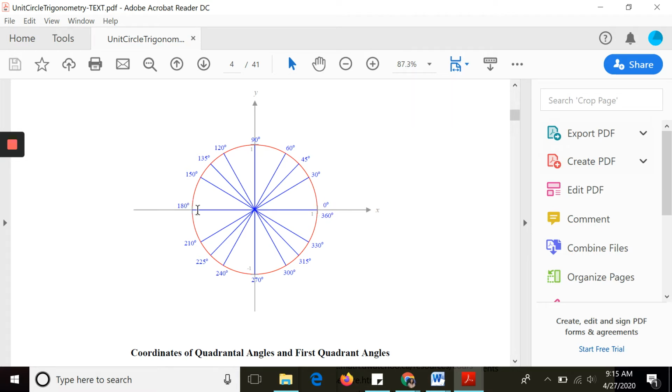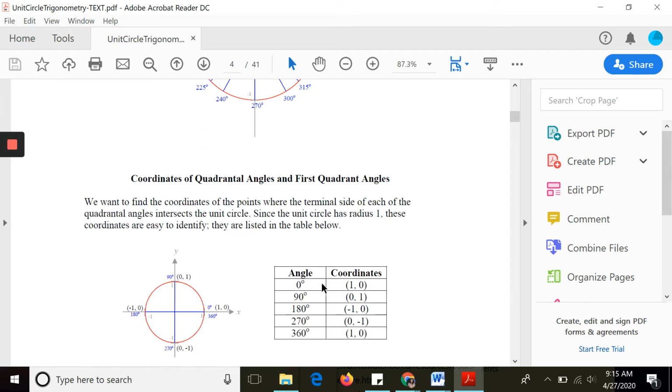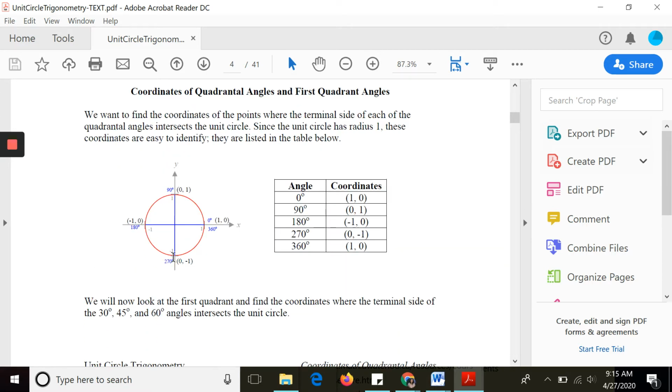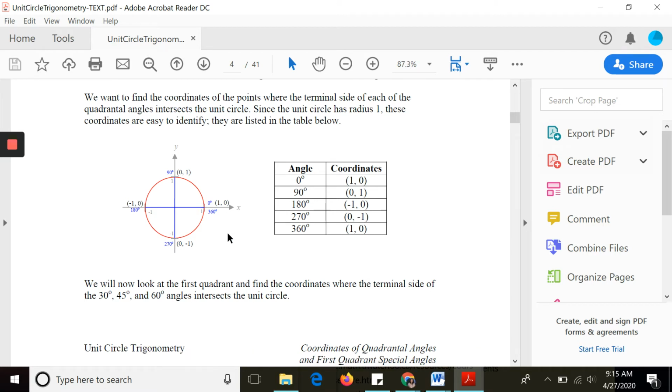With respect to 180 degrees it will be -1 comma 0. This value is on the y-axis, so x is 0, and it will be 0 comma 1, and this value will be 0 comma -1. As you can see in this table, these values were very easy to find out, so we filled out that information first. For 0 and 360 it's the same, as 360 is again at the same position, and then 90, 180, and 270.